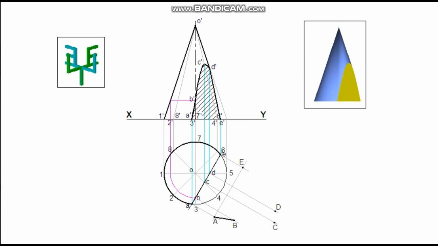Name these points on the true shape. Join BCDE with a smooth curve and AE with a straight line. Draw sectional lines in this closed area. Show the dimensions and name the views.